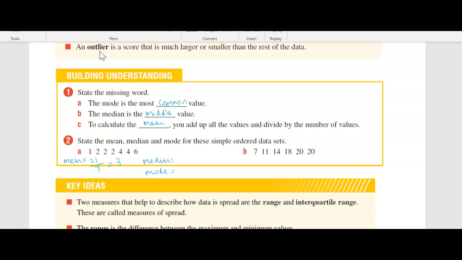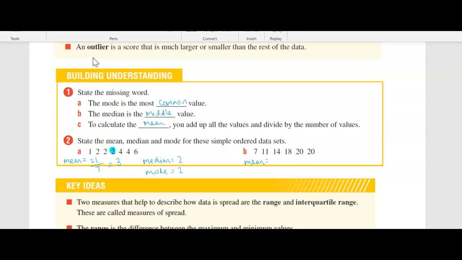All right, the median is our middle value. So we've got an odd set of values. So our middle value is 2. Okay, so there's our median. And our mode, the number 2 occurs 3 times. So it is also 2. All right, let's move on to question B.